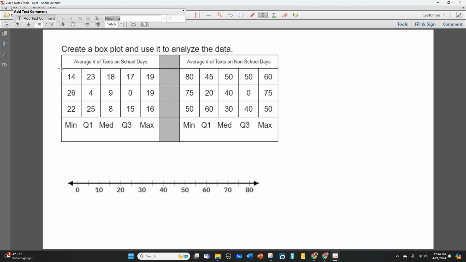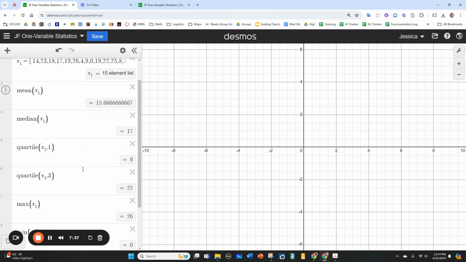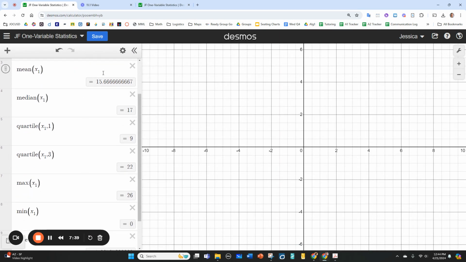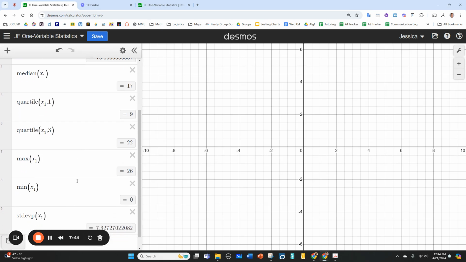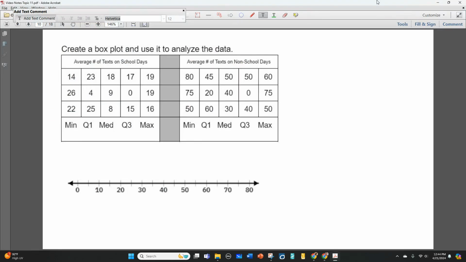All right, so I've taken my average number of texts on school days and dropped that into Desmos. I just typed them all up here with a comma in between. So I can see there were 15 items, and I can see all of my different statistics here: mean, which we don't need for a box plot, median, Q1, Q3, max, min. All right, so I got all those values, and then I did the same thing over here for my non-school days. So I'm going to come back and copy them down onto my paper.